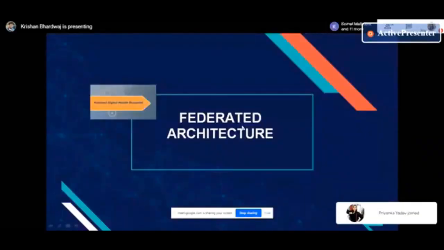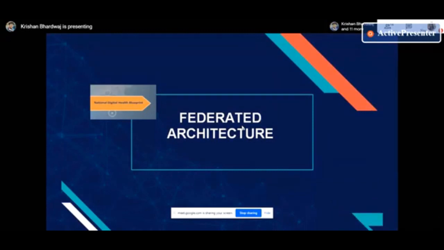Today's topic is Federated Architecture. I think we discussed the NDHP report in one of the previous sessions. This is a continuation of the same, because the NDHP report has devoted a separate chapter to Federated Architecture, which is chapter 2. Whatever we are doing under NDHP is converging to achieve the Federated Architecture across the country. So we should all be very clear about what Federated Architecture is, what the different building blocks to achieve it are, and totally align with what the NDHP thinks about Federated Architecture.